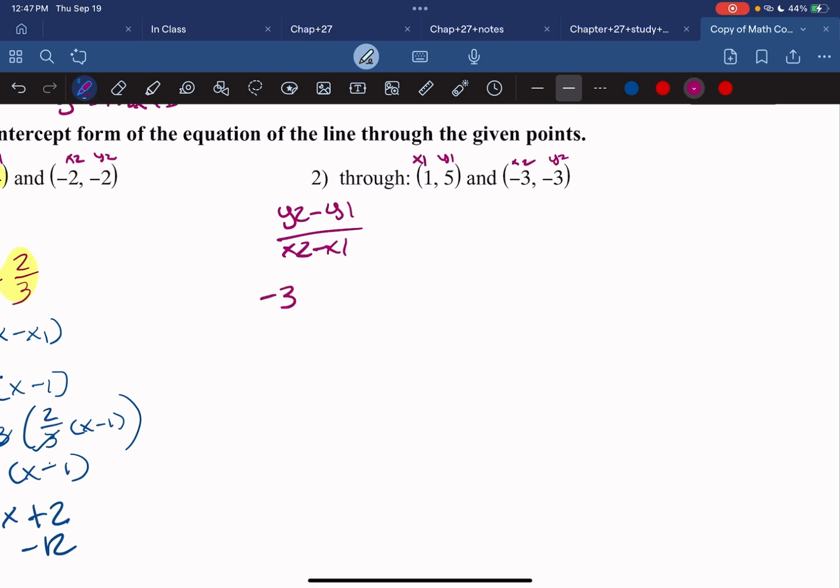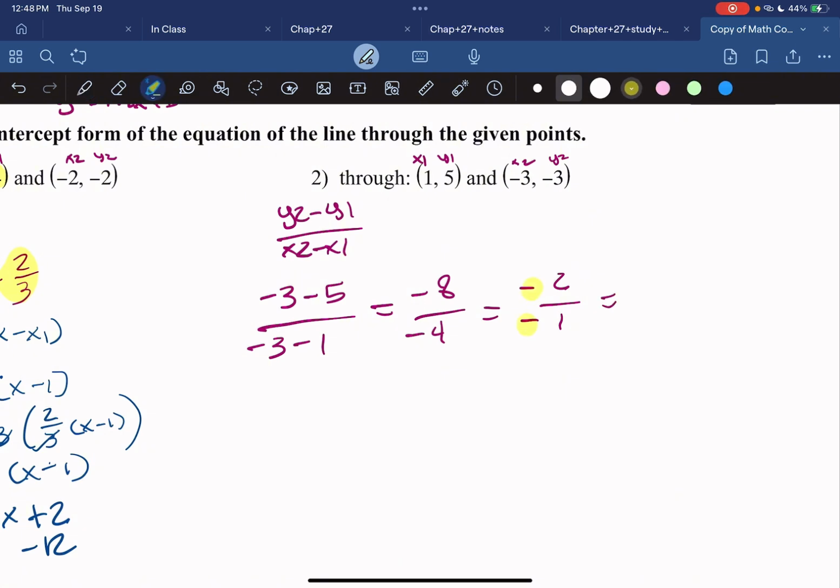y2 is -3, y1 is 5, x2 is -3, x1 is 1. -3 minus 5 is -8. -3 minus 1 is -4. We can simplify this: 8 divided by 4 is 2. 4 divided by 4 is 1. And these are both negative, which means our answer is going to be positive. So our slope is just +2.